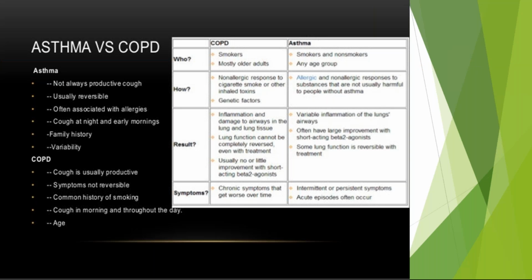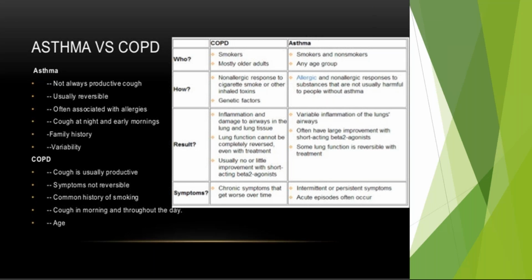Coming to the symptoms, in patients with asthma, cough will be more at night and in the early mornings, whereas in COPD, cough will be present throughout the day. In asthma, there will be a family history of atopy or asthma, whereas in COPD there will be no such family history. Asthma is mainly a disease of childhood, whereas COPD is mostly in older adults. Asthma can affect any age group, mostly children. In COPD there will be a non-allergic response, whereas there will be allergic and non-allergic responses in asthma.